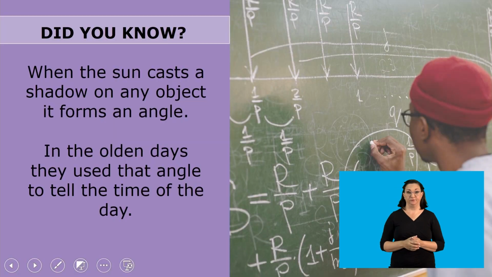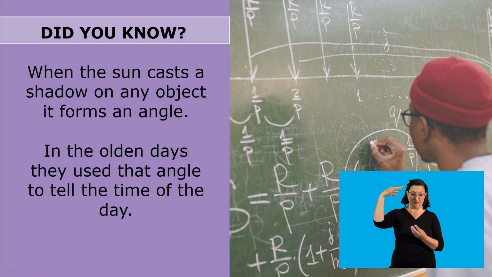Did you know that when the sun casts a shadow on an object, it forms an angle? In the olden days, they used that angle to tell the time of the day. The shorter the angle, the shorter the shadow, the more it was midday. And if your shadow was longer, then they said it was late in the afternoon.